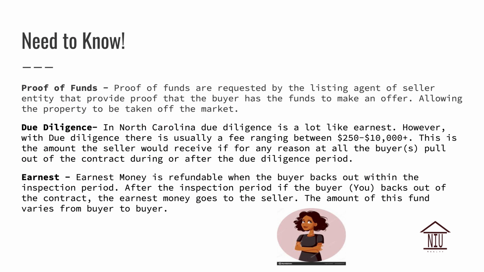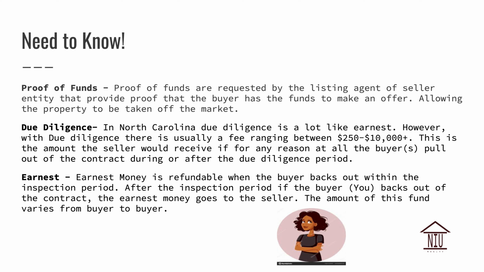Need to know: proof of funds. When working with on-market deals, proof of funds is requested by the listing agent of the seller entity to provide proof that the buyer has the funds to make an offer. Providing proof that you have the funds and getting an accepted offer will allow that property to be taken off the market. Listing agents usually request proof of funds before they remove the property off the market because once the property is off the market, they're not allowed to take any more bids for that property. Doesn't matter if the other bids are higher or if yours is the lowest.